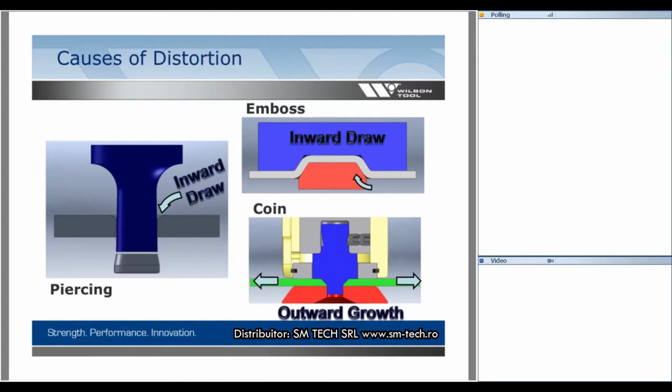And then we have coining. When we compress that material, it literally wants to squirt out, so it's going to grow on the top side and it's going to cause some distortion.